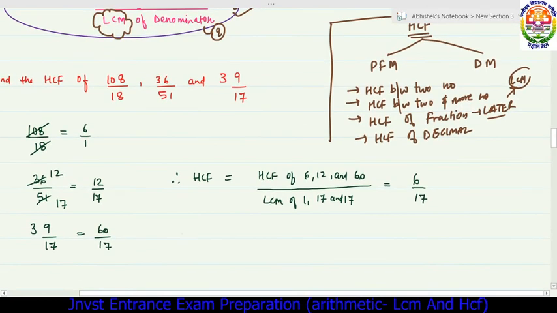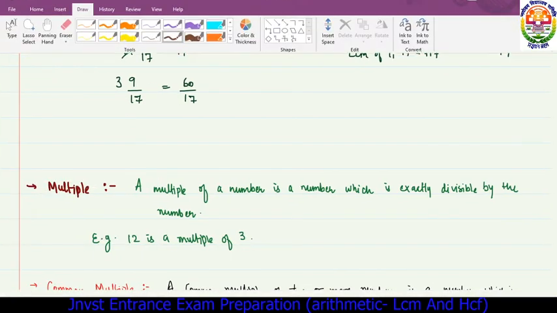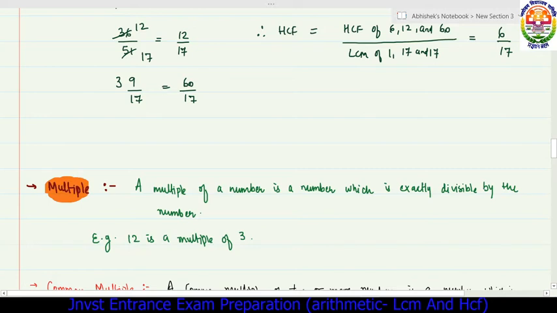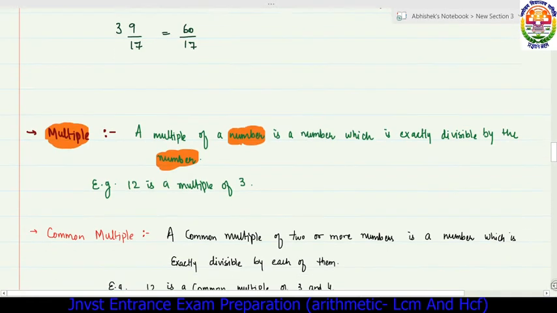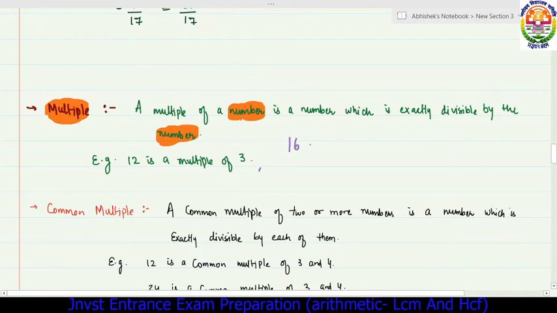So now we will talk about the word multiple. What does multiple mean? A multiple is a number which is exactly divisible by another number. That means 12 is a multiple of 3, because 3 divides 12. 3 4s are 12. It means 12 is a multiple of 3. Take one more example: 16 is a multiple of 4, 16 is a multiple of 8, 16 is a multiple of 2, etc.